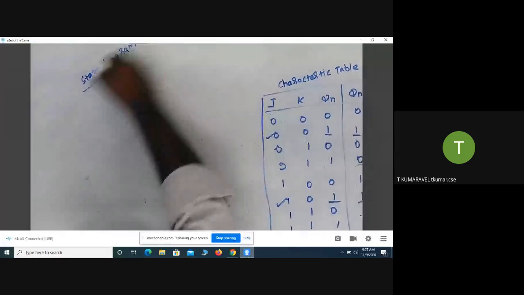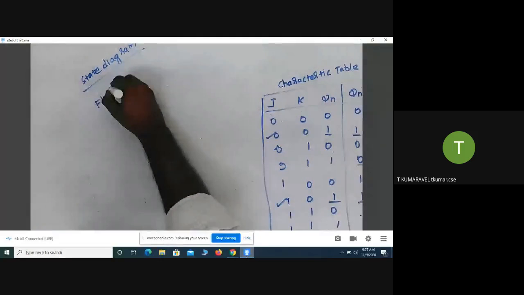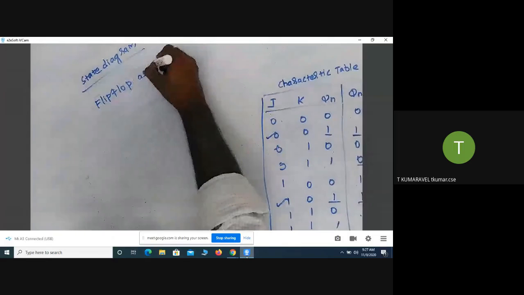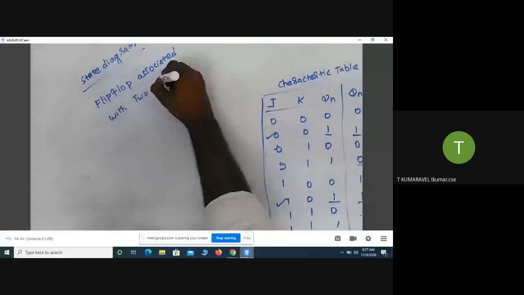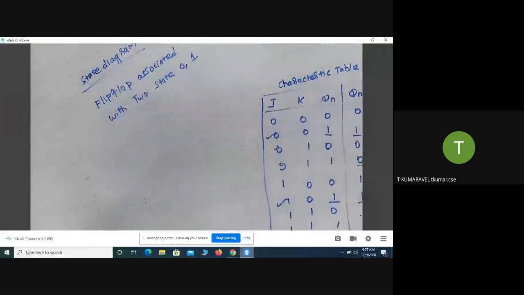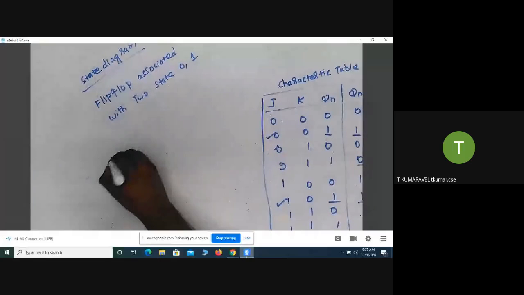If we consider any flip flop, it is associated with two states, one is 0 and the other is 1. So how do we draw the state diagram? In order to draw the state diagram, you need a characteristics table.